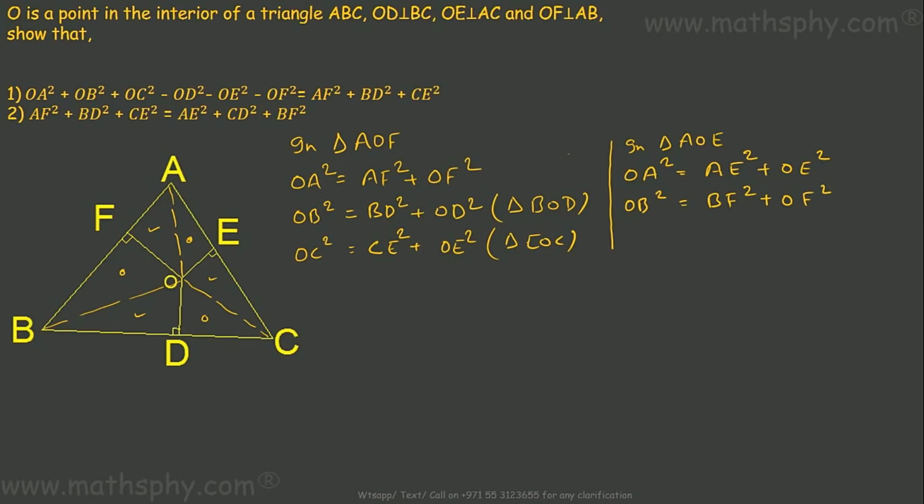Now this last triangle, this is triangle COD. In this triangle, OC square is equal to CD square plus OD square. So all these 6 triangles I have covered. Now let's add this here.